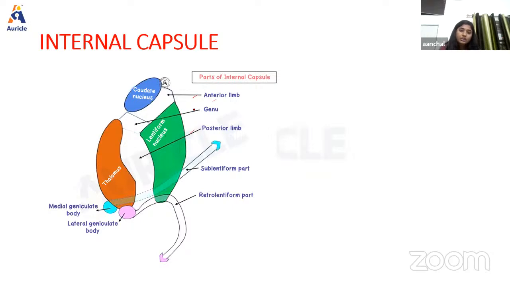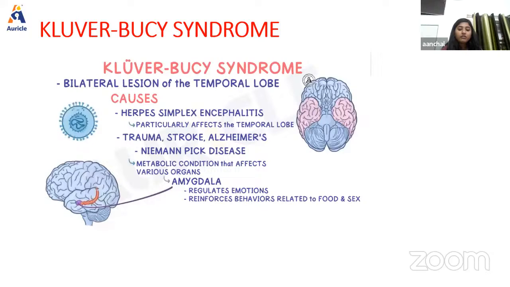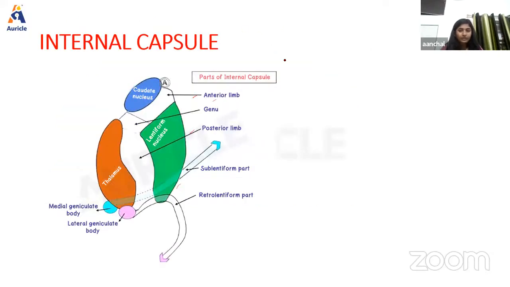Right. Now the genu is located between the anterior and posterior limbs, whereas the last part, the caudal part, is basically the end one, and it is known as the retrolentiform portion of the internal capsule. Okay, now we're going to discuss the fibers of the internal capsule.